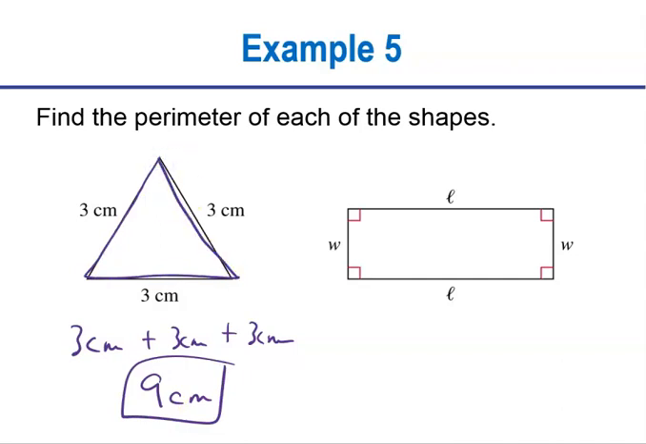All right, next example. So they didn't give us any measurements. Is that all right? Sure it is. If we were going to walk around this thing, it would be W plus L plus W plus L.